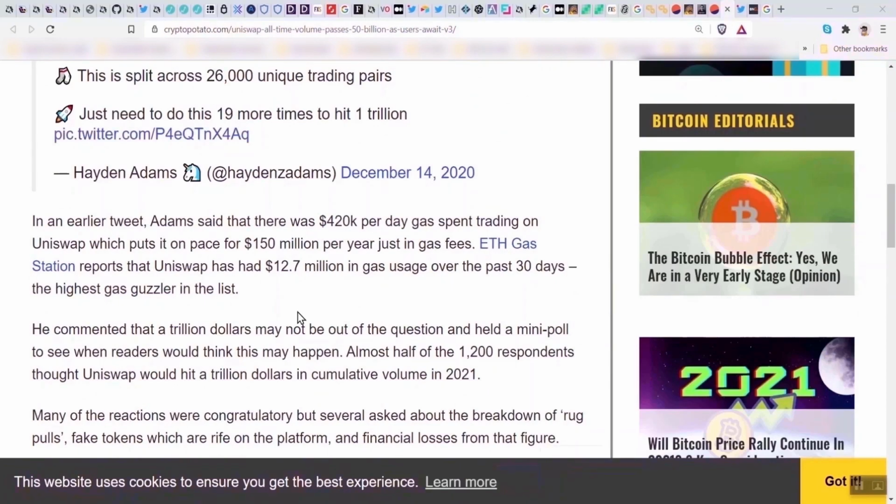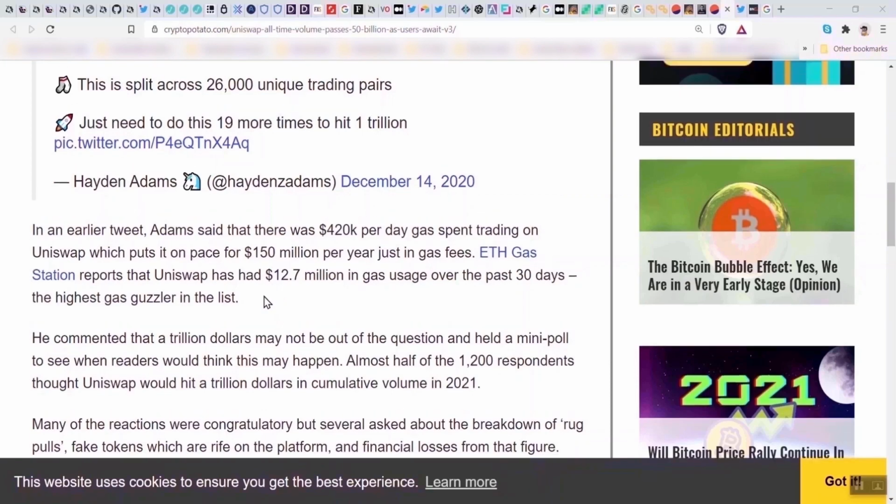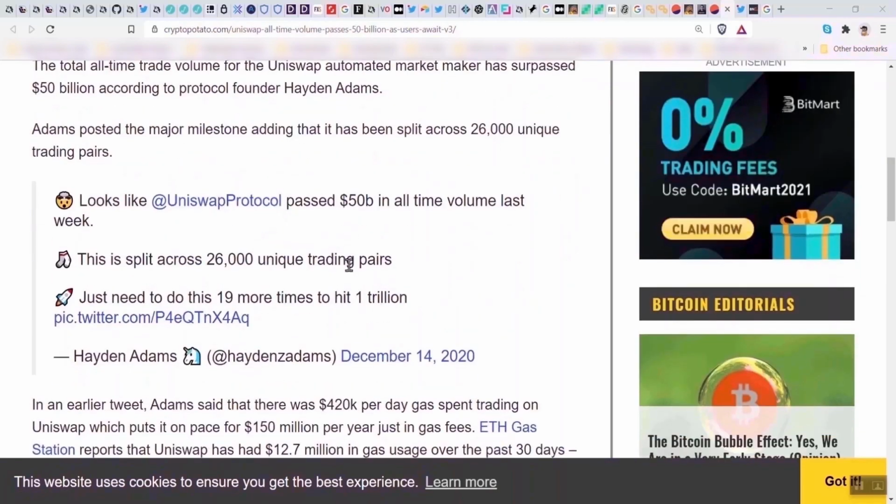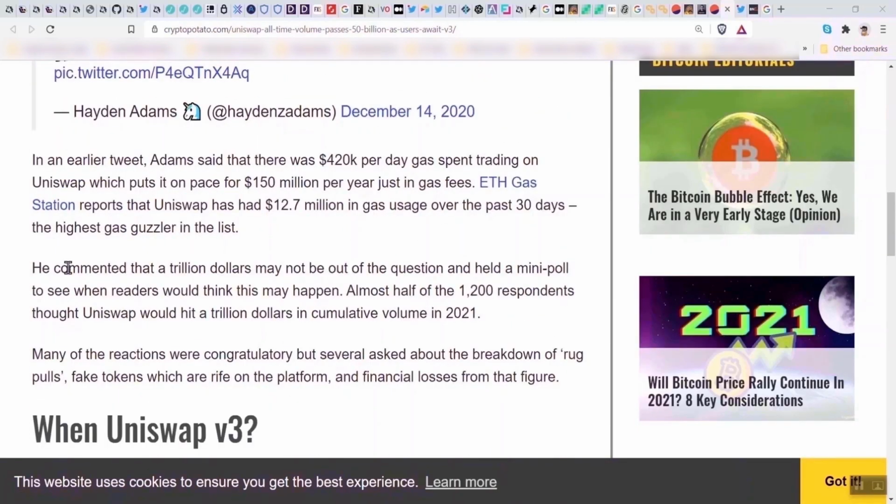In an earlier tweet, Adams said there was $420,000 per day spent on gas trading in Uniswap, which puts it on pace for $150 million per year just in gas fees. That's an enormous amount. Although, look, that's a vast amount of liquidity flowing through the space as well. But I will say, just adding on to this, he commented that $1 trillion may not be out of the question and held a mini poll to see when readers would think this may happen. Almost half of the 1,200 respondents thought Uniswap would hit $1 trillion in cumulative volume in 2021.